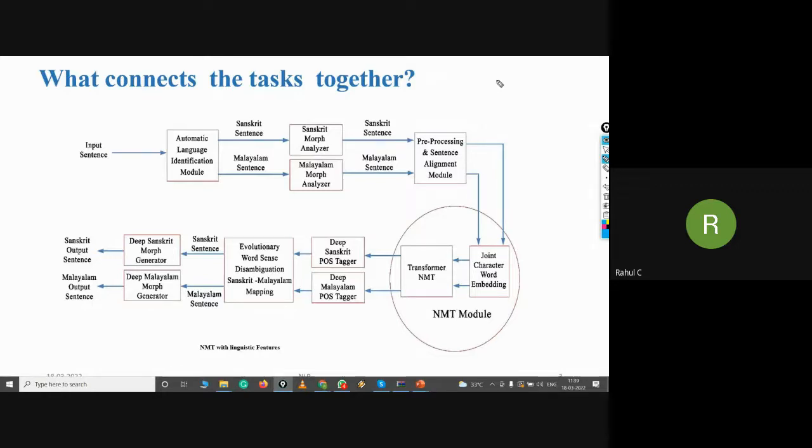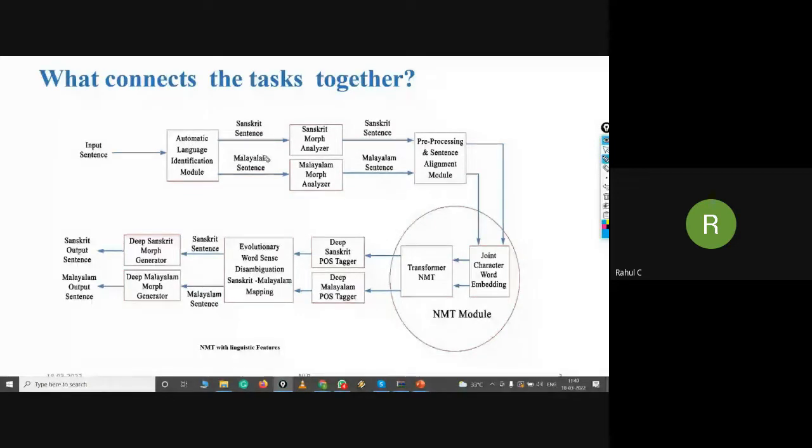So how can you do that? You can see here, around the NMT model, there is some pre-processing, and after the NMT model there is some post-processing. Then only the output comes. This first block is an automatic language identification module. This block is not the important thing, because it automatically identifies the language. As I already told you, this is a system which can convert Sanskrit to Malayalam and also Malayalam to Sanskrit, so in order to identify which language is input, there is an automatic language identification model. After language identification, you have a Sanskrit sentence or a Malayalam sentence.